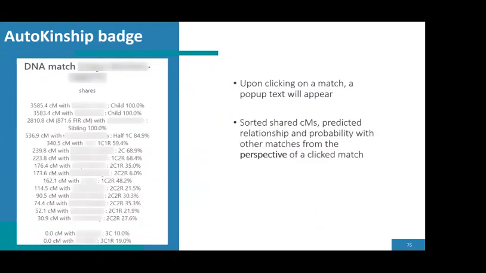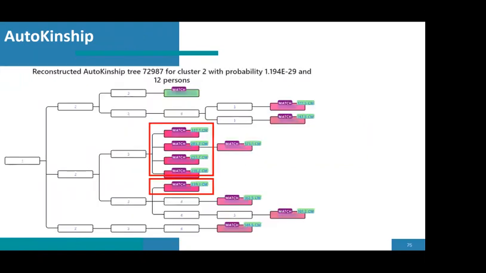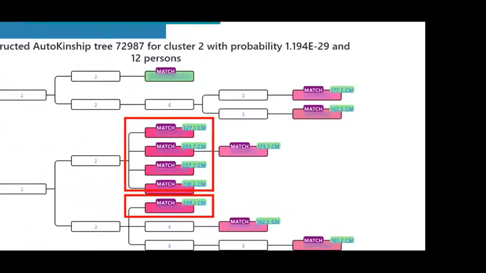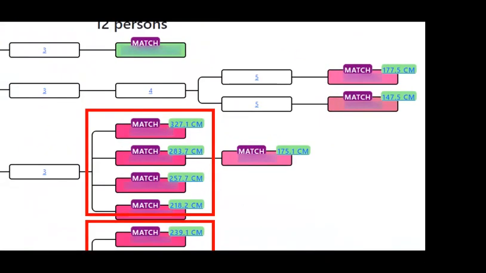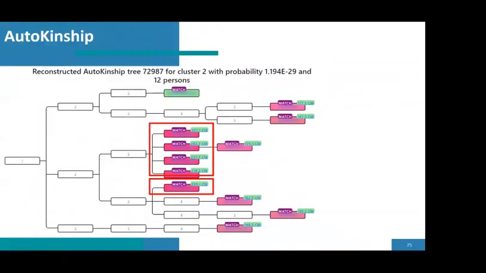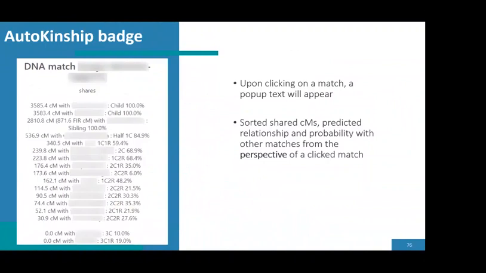And if you click on a match, you see the amount of shared centimorgans per match. But if you click on a match, you will notice a pop-up text. And this pop-up text also contains the sorted shared centimorgans, predicted relationship, and the probability with all of the other matches from the perspective of that clicked match. So typically, from the previous slides, you see the centimorgan information from the perspective of the tested person, so in green. But of course, the matches themselves have different centimorgan information with the other matches. So this is the information from the perspective of the match.